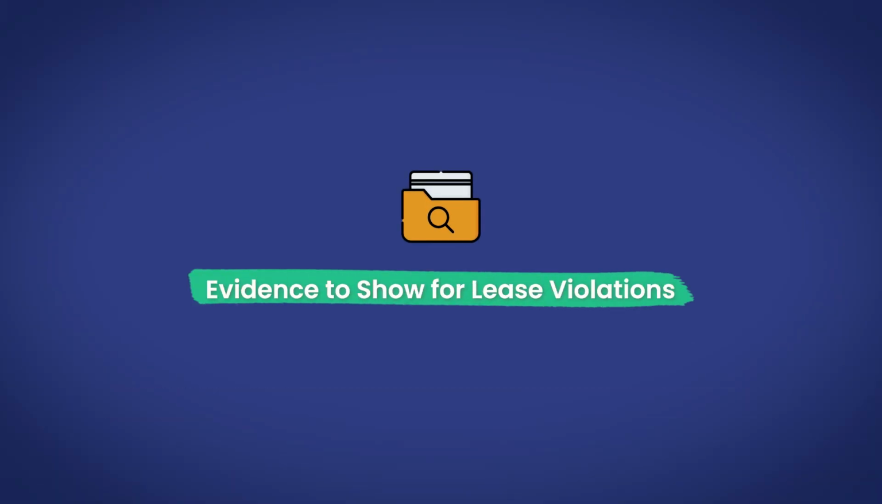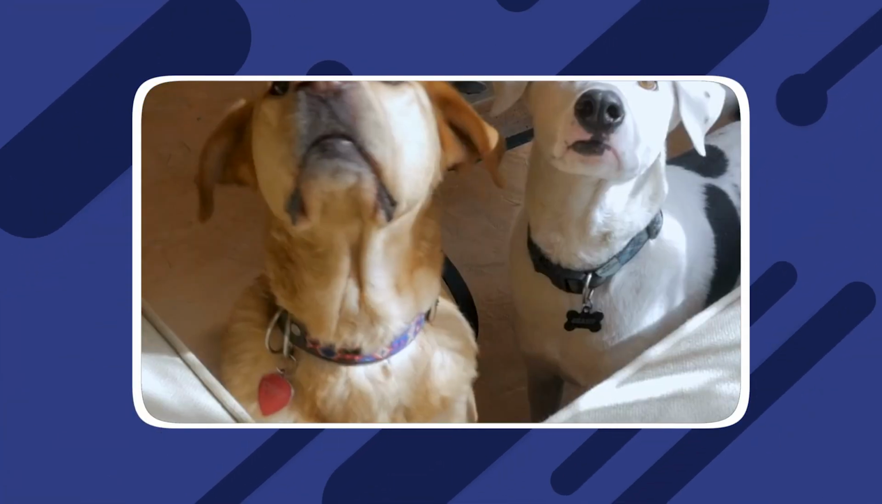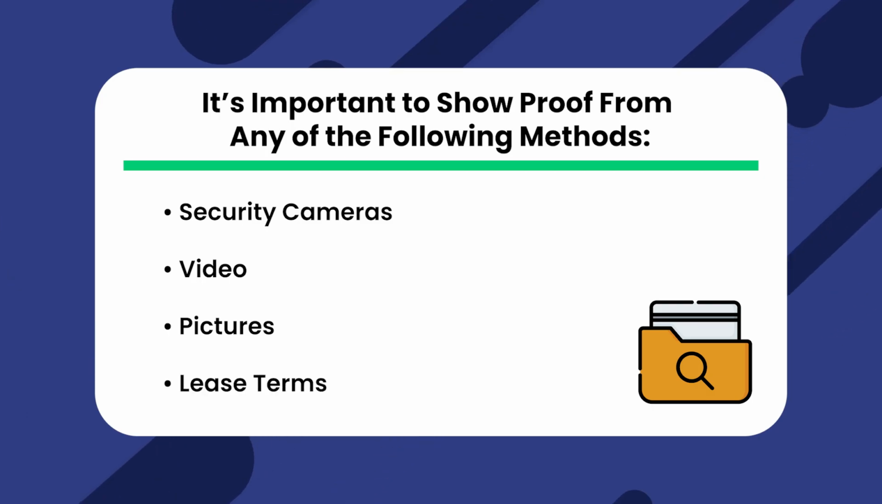Evidence to show for lease violations, if you are evicting the tenant for lease violations. For example, noise complaints, unauthorized pets, or property damages. It's important to show proof from any of the following methods: security cameras, videos and photos, and the lease terms.